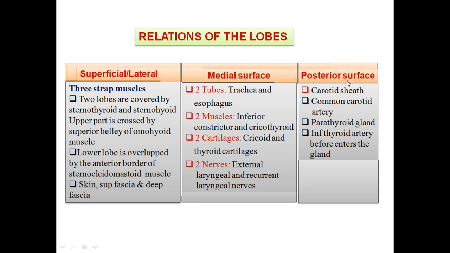The posterior surface lies with the carotid sheath, common carotid artery, parathyroid gland, and the inferior thyroid artery before it enters the gland.